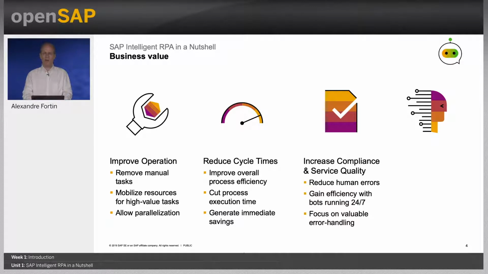Increasing compliance and service quality is also a significant value of Intelligent RPA. Repetitive tasks done during peak activity can often generate errors. Bots are running all the time. However, humans can now focus on valuable error handling, taking care of your customers, your partners. With artificial intelligence, bots can provide more and more, such as supporting unstructured data, be able to heal themselves, and many more here.